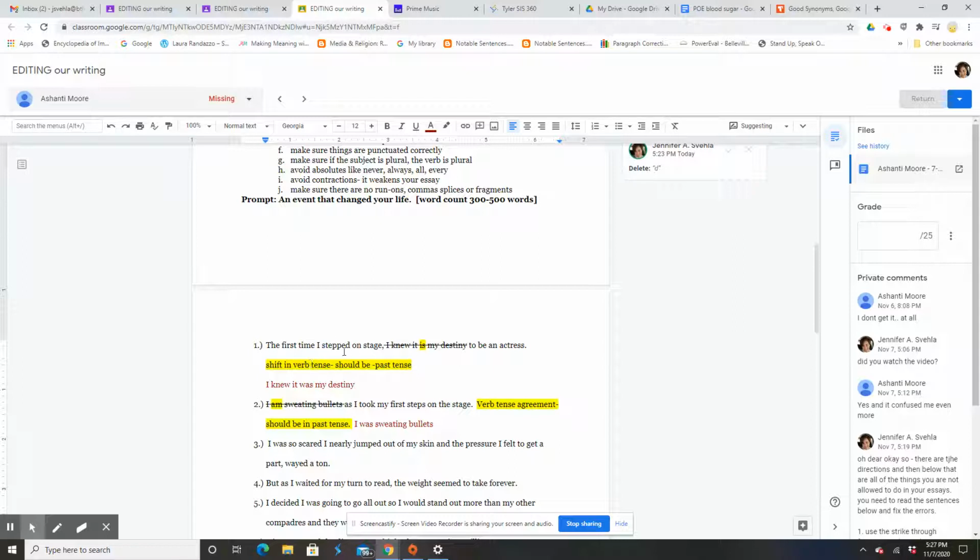So when you're looking at a verb, we want to know when this was done. When I said "the first time I stepped on stage," am I doing the stepping on the stage right now? Or am I saying I'm going to do that in the future? Or am I saying it's something that I've done in the past? If I did it in the past, then it's past tense.